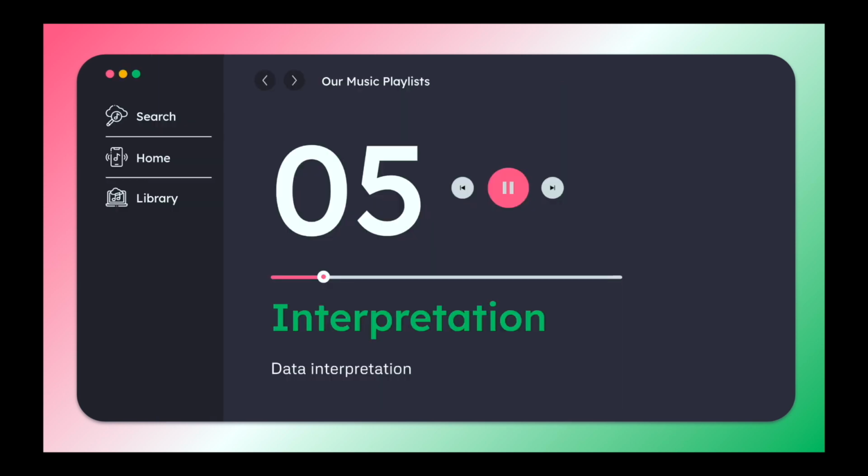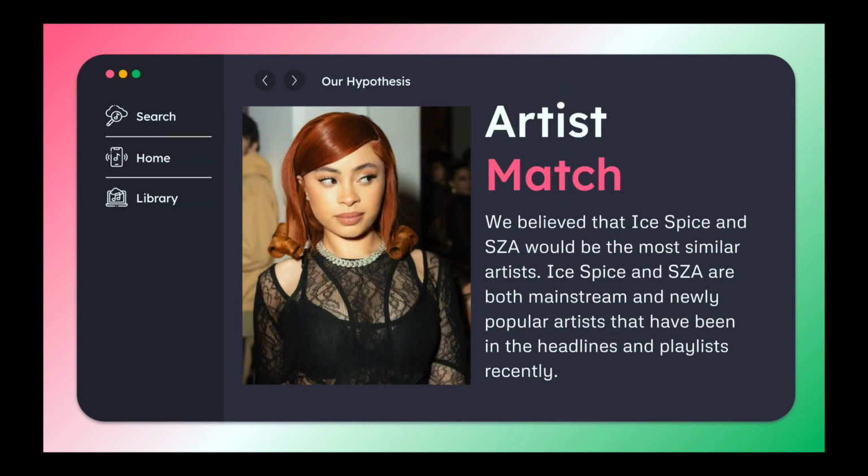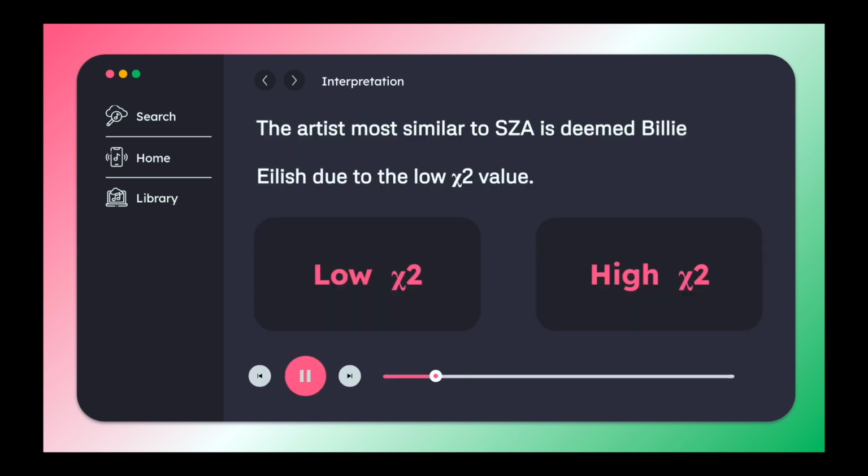In the next section, I will be interpreting our data. As previously mentioned, our artist match was Ice Spice and SZA. We believed that the two artists would be the most similar due to their mainstream popularity and the fact that they have been in the headlines and playlists recently. However, our data proves that the artist most similar to SZA is deemed Billie Eilish due to the low chi-square value. A low chi-square value means that the difference between the number of one artist's frequented words and the number of another artist's most frequented words is small.